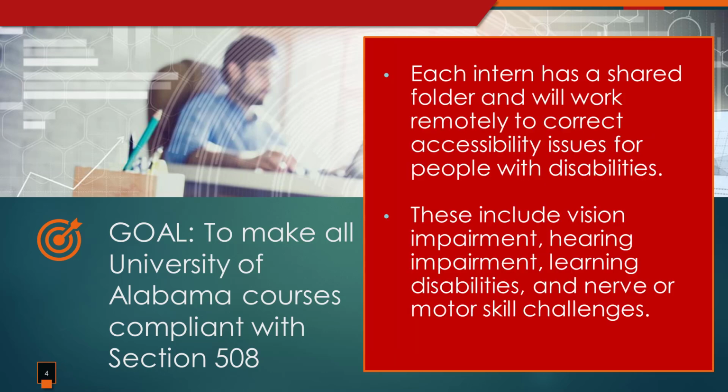In most cases, universities only complete this process after a person with a disability has filed a lawsuit forcing compliance. Alabama is striving to become the gold standard where accessibility is concerned by using this internship manpower to complete the process before a lawsuit is incurred. Each intern has a shared work folder and works remotely to correct accessibility issues.